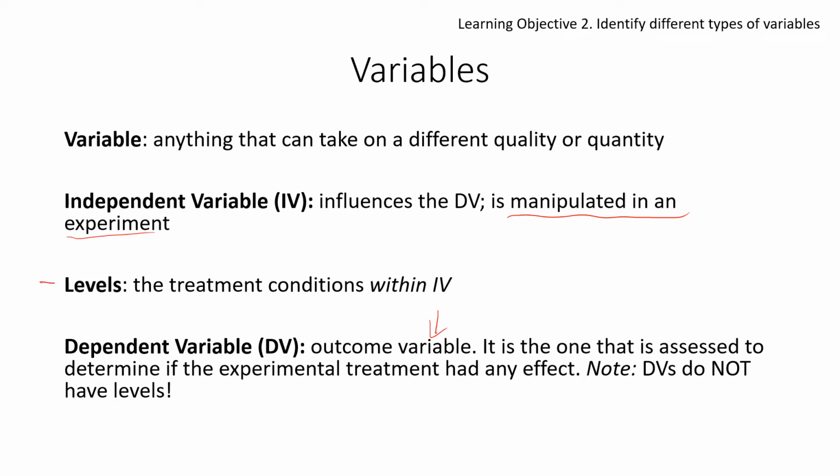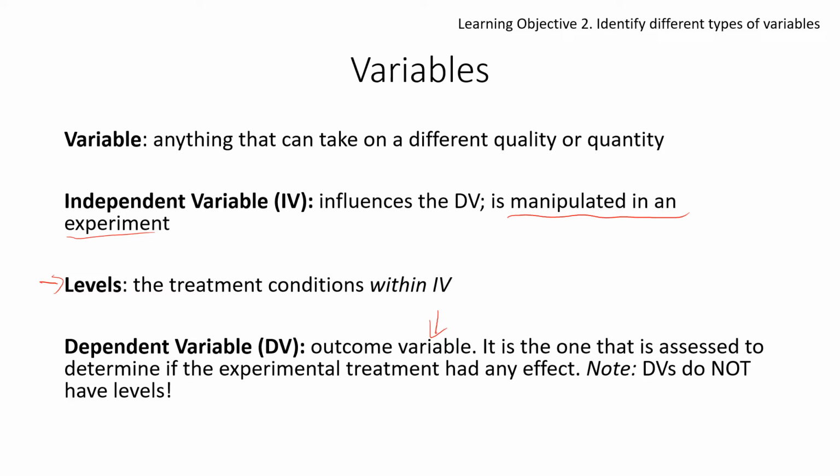And then within that, we can talk about levels. So levels is the different treatment conditions within the independent variable. So in the example I gave, we gave two different drugs, so there's two different levels. The two different levels are the two different drugs. If I gave three different drugs, there would be three levels.